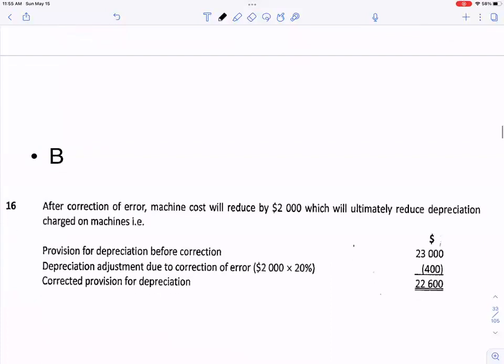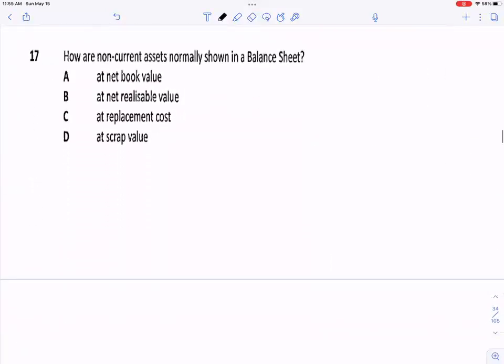Yes. Let's go ahead. How are non-current assets normally shown in the balance sheet?